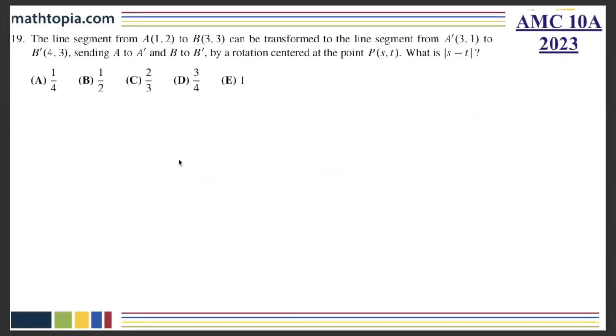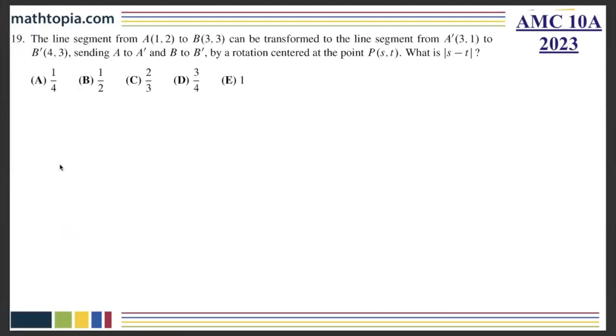The line segment from A (1, 2) to B (3, 3) can be transformed to the line segment from A prime (3, 1) to B prime (4, 3), sending A to A prime and B to B prime by a rotation centered at the point P (S, T). What is the absolute difference between S and T?